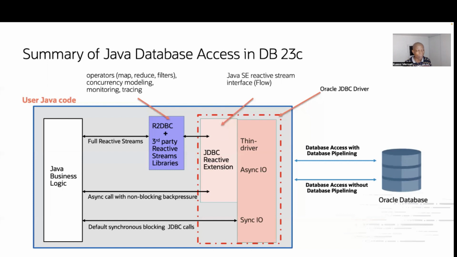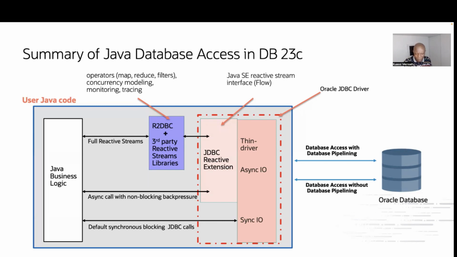Okay. So this is a summary of all the database access mechanisms for the Oracle JDBC, both synchronous and asynchronous. So as of DB 23c, to read this slide, look at the user Java code. It's a blue box. That's your code, right? In that code, you have your business logic, your application, but you also have libraries. So you are invoking libraries. You are calling some APIs, right? JDBC or the reactive extension, or even R2DBC or other third-party reactive streams libraries. Okay, so that's your Java code.